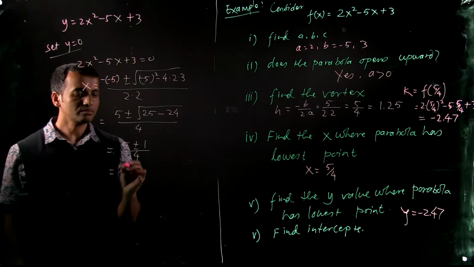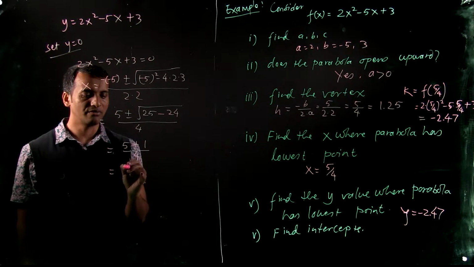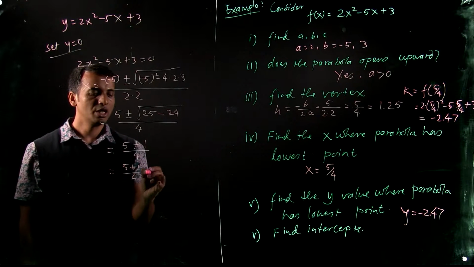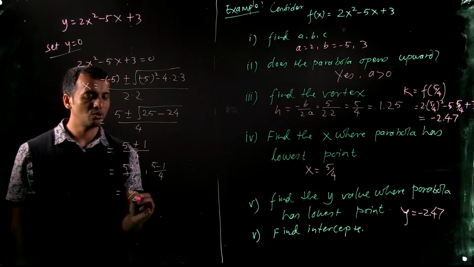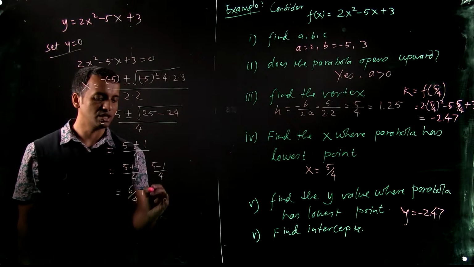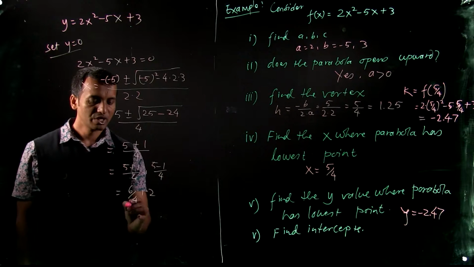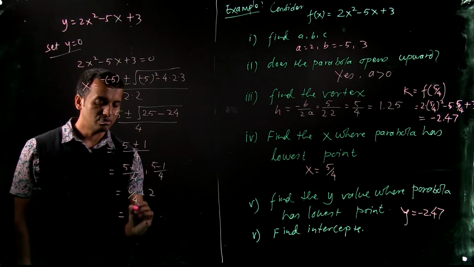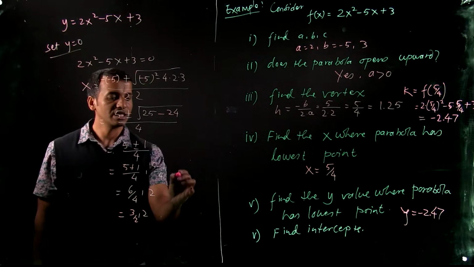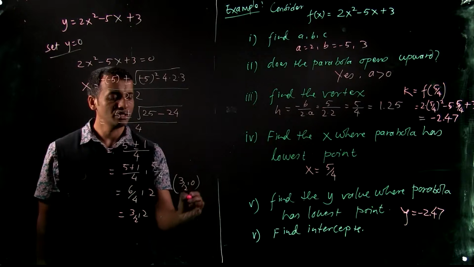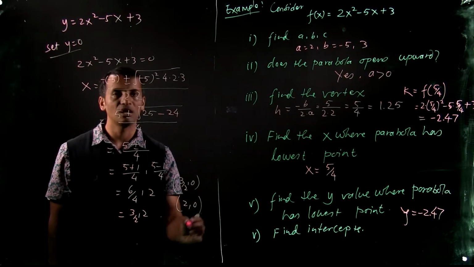If you take plus, you'll get 5 plus 1 over 4, and if you take minus, you'll get 5 minus 1 over 4. So it will be 6 over 4, and 5 minus 1 is 4, over 4, that will be 1. Wait, 4 over 4 is 1, but let me restate: the results are 3 halves and then 2. So these are the x-intercepts: 3 halves, 0 is one point, and 2, 0 is the other point.